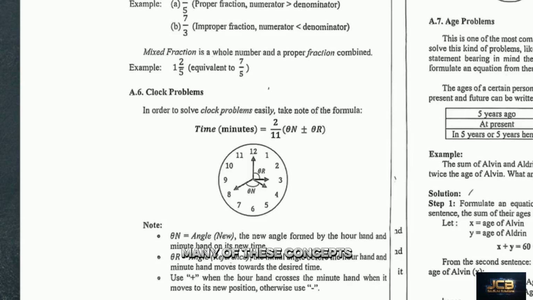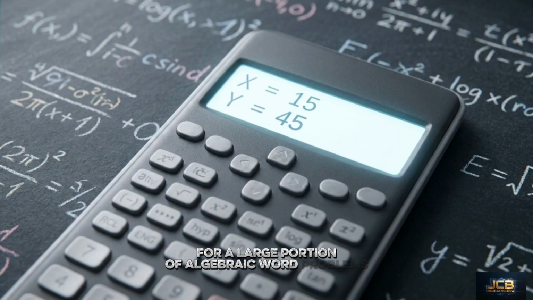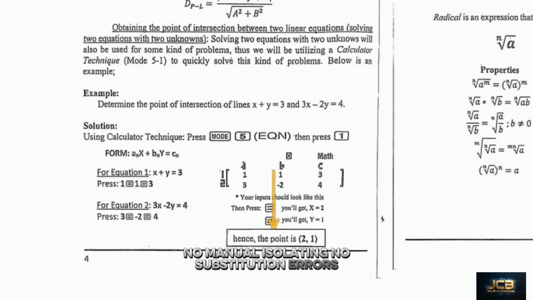Many of these concepts demand pure memorization. The clock problem formula is a perfect example. You plug in the angles, apply the constant, and extract the answer. Furthermore, you can completely bypass manual computation for a large portion of algebraic word problems involving two unknowns. By identifying linear equations and feeding the variables directly into your calculator's mode 5-1 function, you instantly output the points of intersection. No manual isolating, no substitution errors.